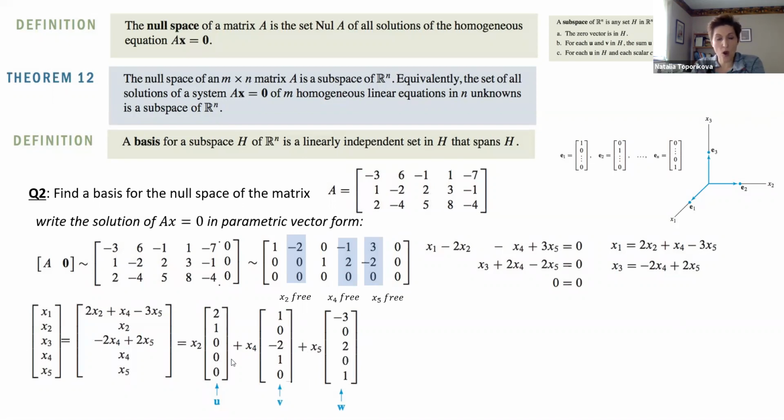So look what we have now. We have our arbitrary solution written as a linear combination with weights, our free variables x2, x4, and x5, and 3 vectors, u, v, and w. And we'll write it in the linear combination form just to have a short notation. These 3 vectors, u, v, and w, form a basis for the null space of our matrix.